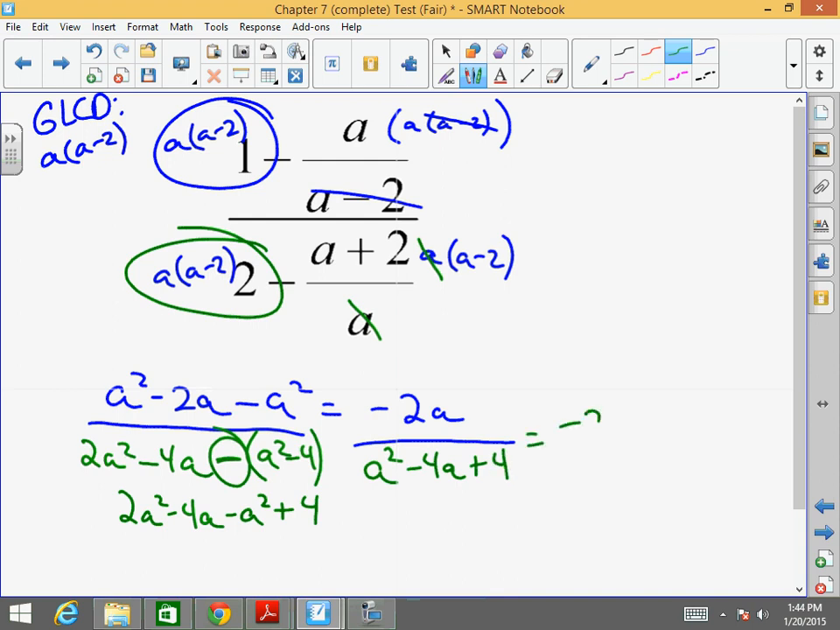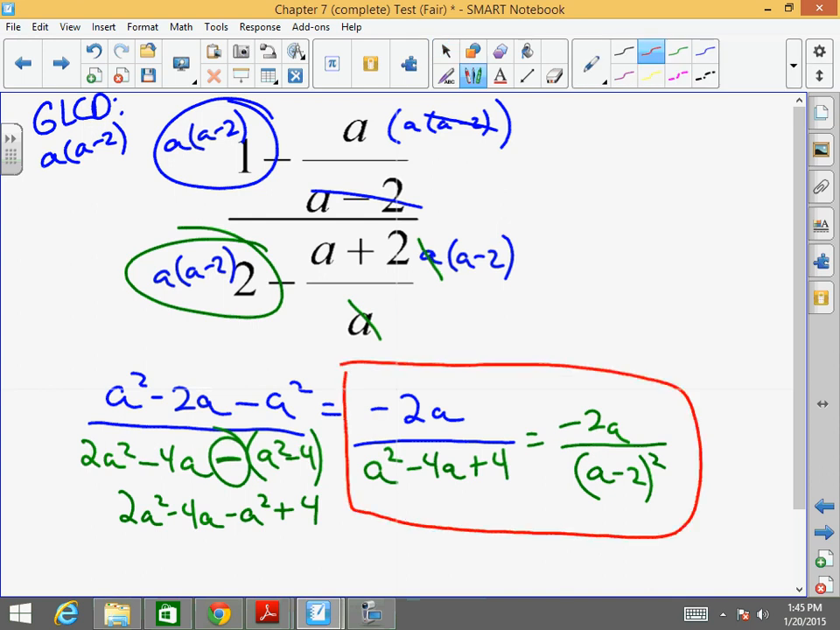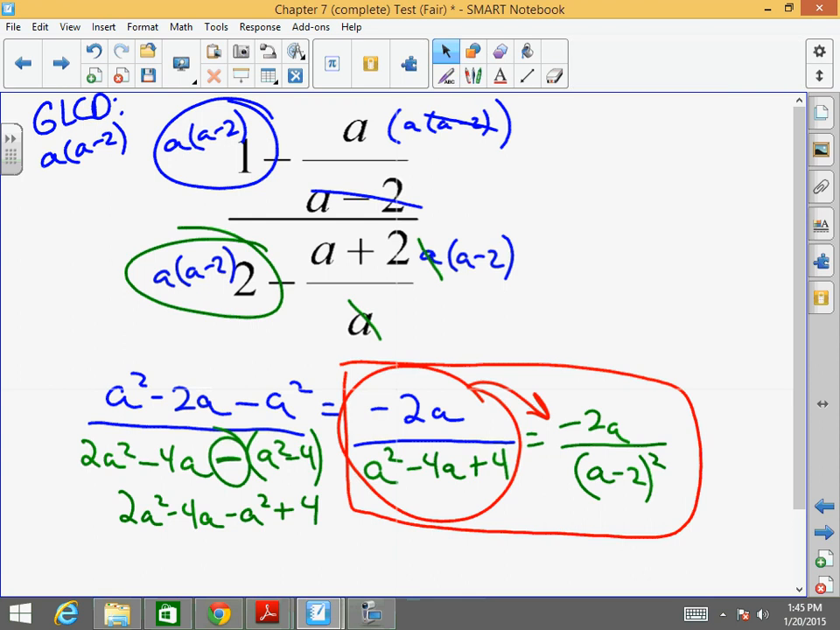So that's negative 2a over a minus 2 squared. A lot of you put a minus 2, a plus 2. That is wrong. I'm sorry, but that's wrong. I accepted either one, though. Now, some of you put this correctly, but then you factored it incorrectly. I marked that wrong. If you're going to factor, please factor correctly. Next.